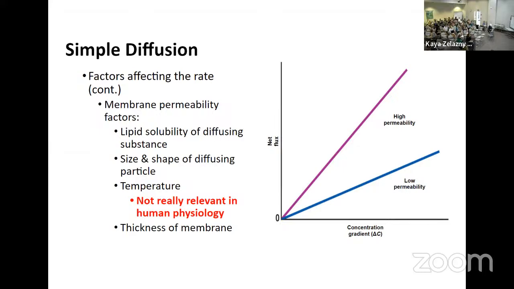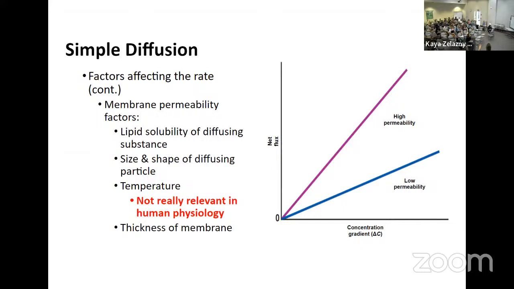If you have something more lipid soluble, since it's a lipid that you're going through, it will be able to go through more quickly. Something that is lipid soluble, but not quite as lipid soluble, will go through a little more slowly. That also relates a little bit to the size and shape of the diffusing particle. Something bigger or more complex in shape, even if it can get across a membrane, might do it more slowly and have more difficulty, even if it can do it in the end. So that would also potentially slow down simple diffusion.